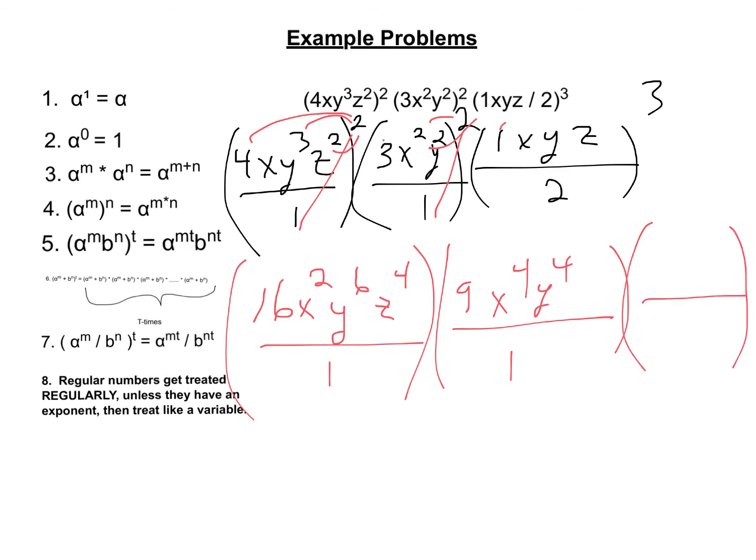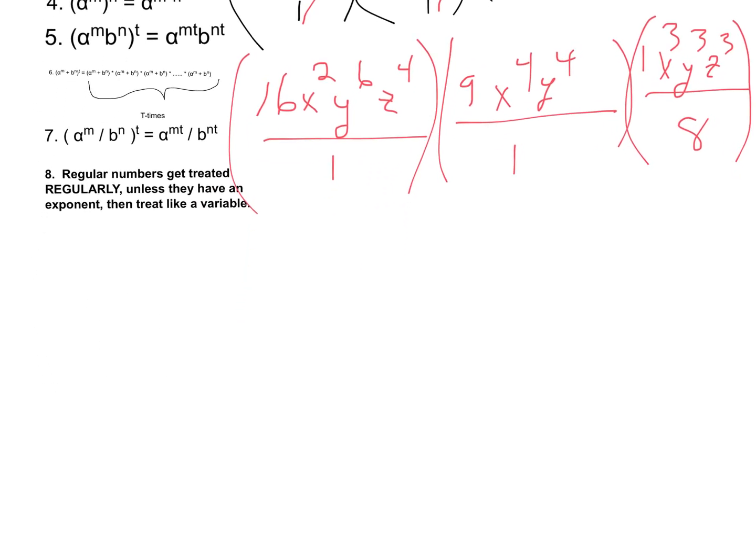Alright, here we go. 1 cubed is 1. X being cubed is x cubed. Y being cubed is y cubed. Z being cubed is z cubed. All over 2 cubed is 8. Alright, scooch down a little bit so I have more room to work. Okay, now I can start canceling things. Like the 8 and the 16. I can cancel that off. I can make this a 2.